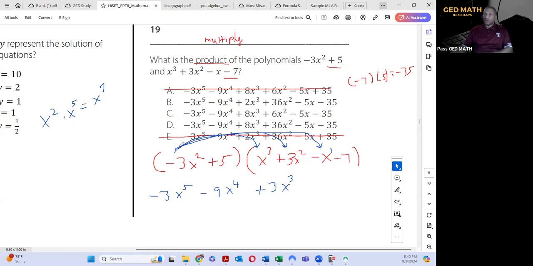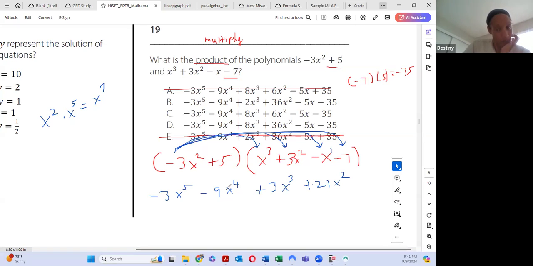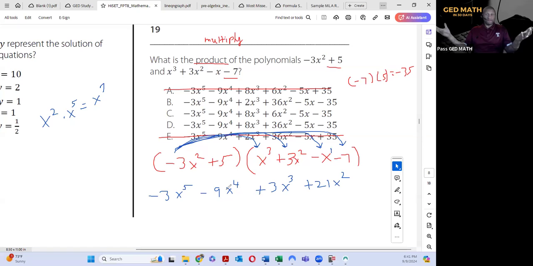3x to the third. And then you multiply this first term by the last one. Minus 3 times minus 7 is plus 21. And you bring that x squared along with you. Okay, so that's the first step, which is pretty long.